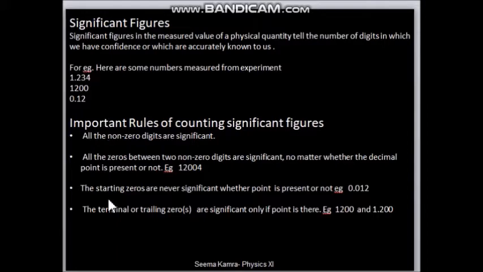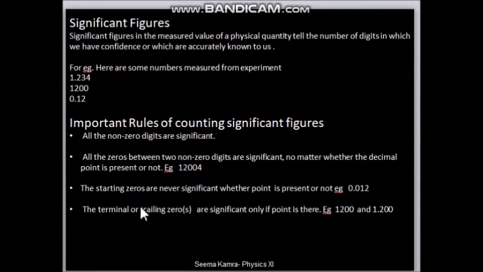Then the remaining 3 rules are about zeros. The zeros between two non-zero digits are also significant. Like if I have measured some value 12004, that means these zeros we cannot remove because they are appearing in between the two non-zero digits. So the value is 12,000 something. If I remove these zeros, the value will become some hundreds, and that will be wrong. So in 12004, the zeros are appearing in between, so they will be counted.